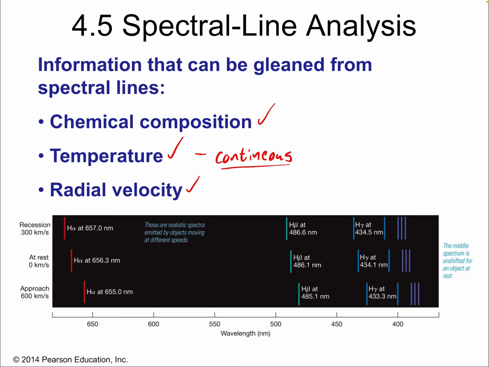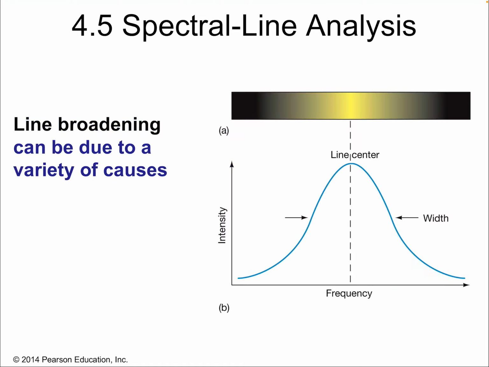Here's an example of the spectral lines of hydrogen for a hydrogen gas that's at rest, one that is moving away from us at 300 kilometers per second, and one that's approaching us at 600 kilometers per second. When something is moving away, the red becomes redder. That's the red shift, because of motion away. If the gas is moving towards us, then we get a blue shift. The red is less red, and the blues are bluer.